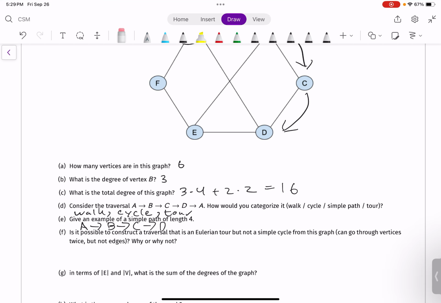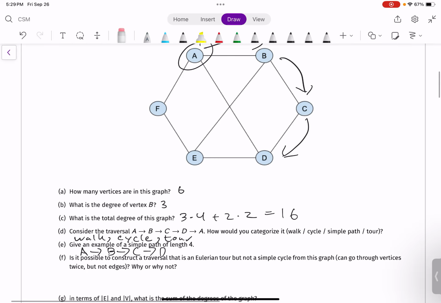Okay. Part F asks us, is it possible to construct a traversal that is an Eulerian tour, but not a simple cycle? Why or why not? So let's first recall what an Eulerian tour is. An Eulerian tour is a tour on the graph where we visit every edge exactly once.